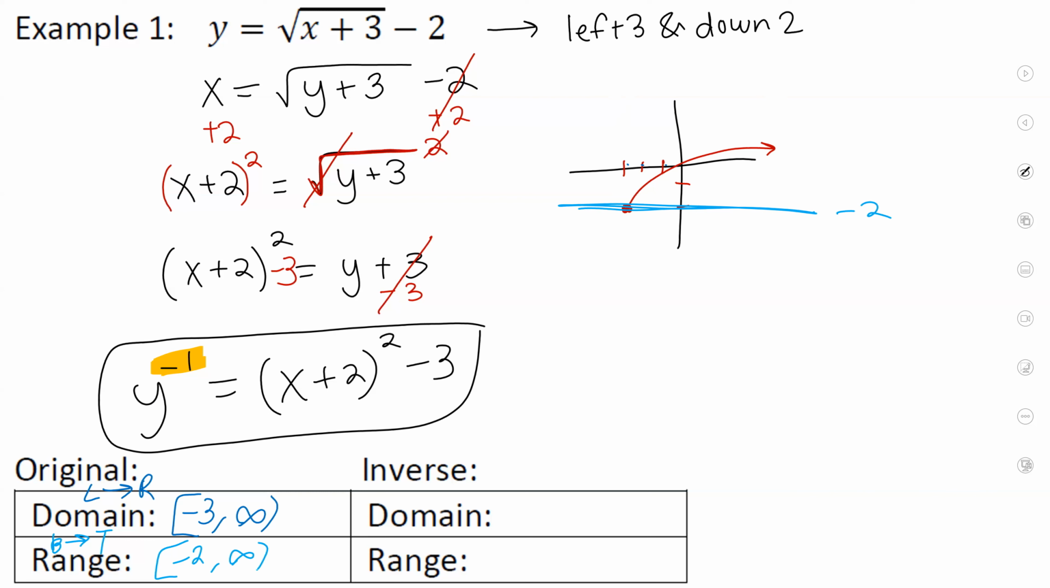Do you guys remember from yesterday how do you find the inverse domain and range? Yep, you just switch them. So we're just going to switch these. Your domain would be -2 to infinity, and your range would be -3 to infinity. You just switch the domain and range. So that's what the inverse would look like. All right. So that's example 1. Let's do example 2.